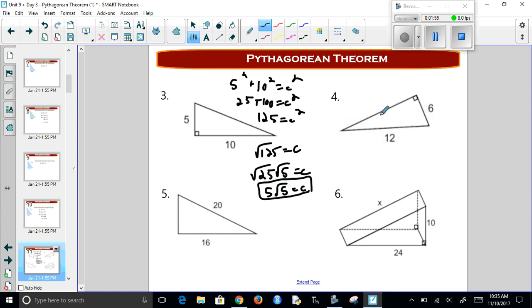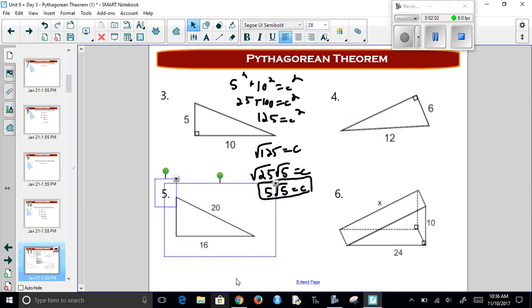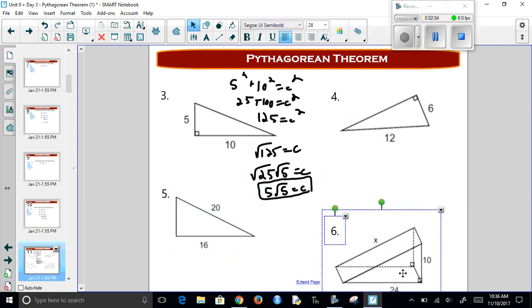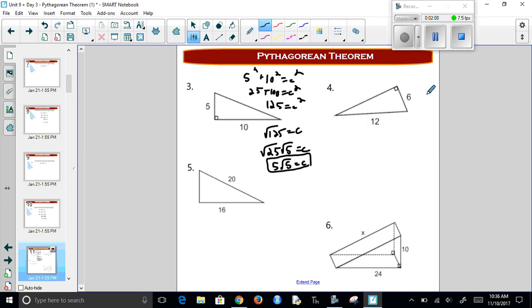I'll do one more over here. I'm going to move these down so I have more room. So right here, my hypotenuse is the 12, so I'm going to say 6 squared plus b squared is equal to 12 squared. And I'm going to have my 36 and 144.